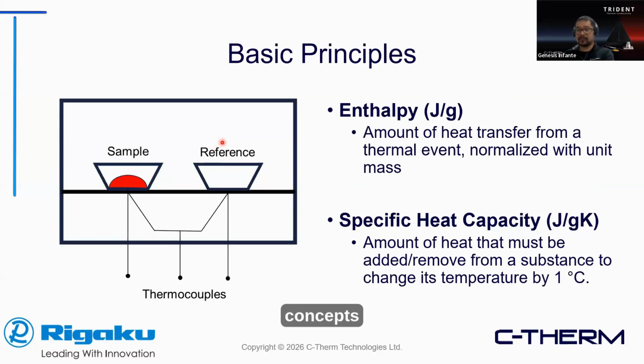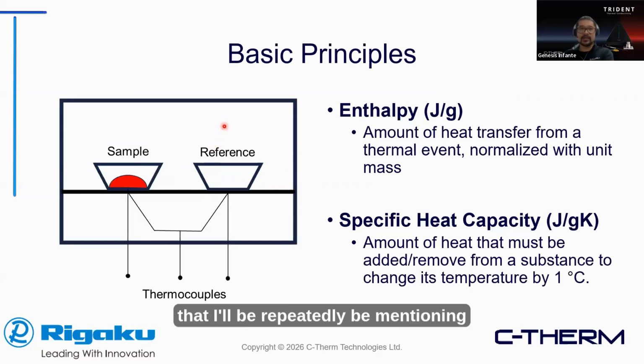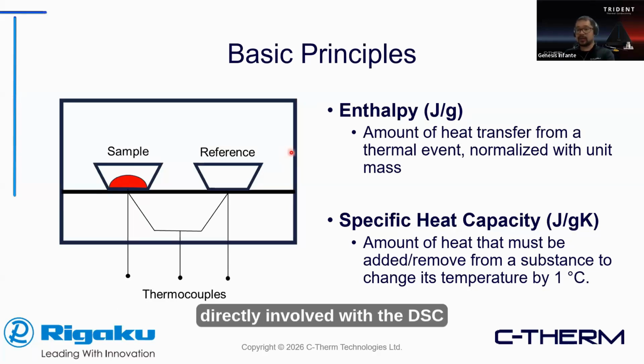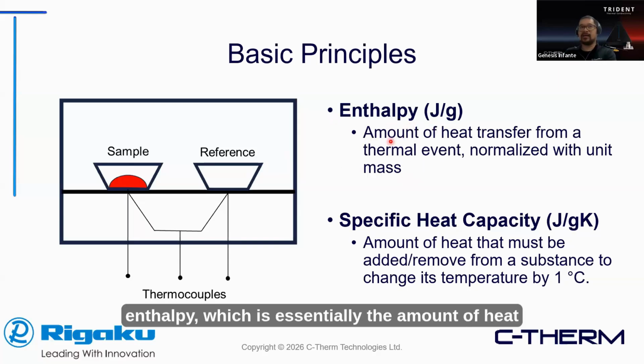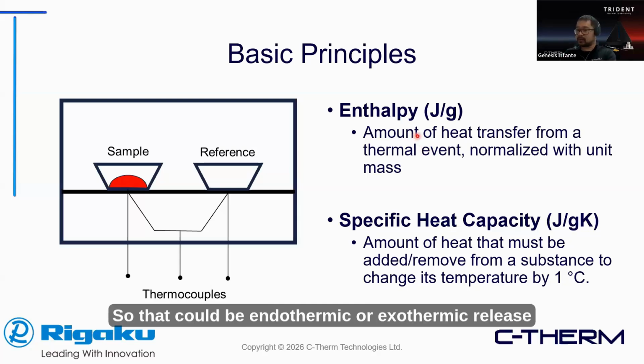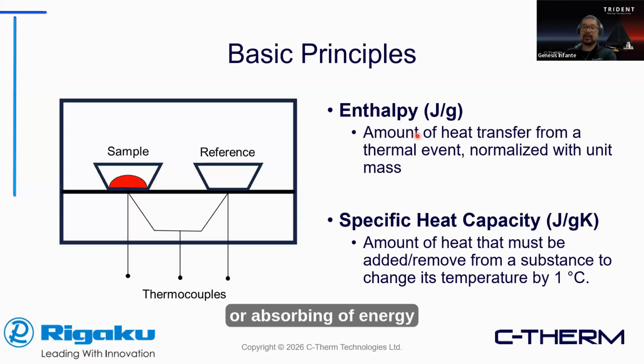Some basic concepts that I'll be repeatedly mentioning throughout this webinar, which are directly involved with DSC techniques in general, is the enthalpy, which is essentially the amount of heat transfer from any thermal event. That could be an endothermic or exothermic release or absorbing of energy through the sample, which is usually normalized with a unit mass. So in this case, it's usually shown as joules per gram.